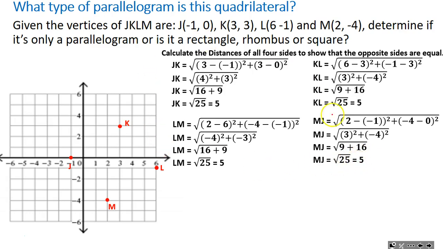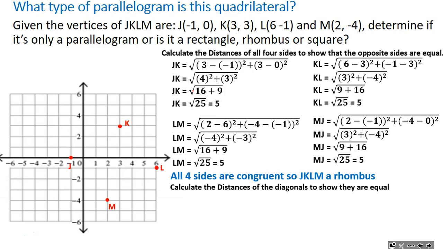So all four sides are congruent. So that means that this shape is a rhombus. At the very least, it's a rhombus. So because all four sides are congruent, we can say that JKLM is a rhombus. But is it only a rhombus? Because remember, if four sides are congruent, it could also be a square. So what we want to do next is calculate the distances of the diagonals. Now, if the diagonals are congruent or equal, then we can say that this is a rectangle.